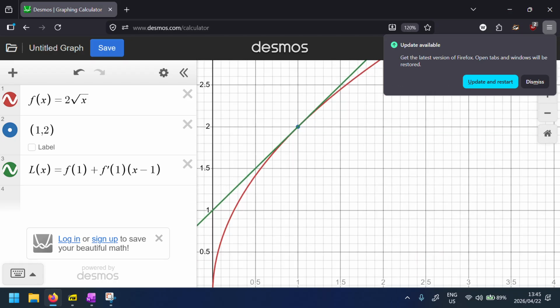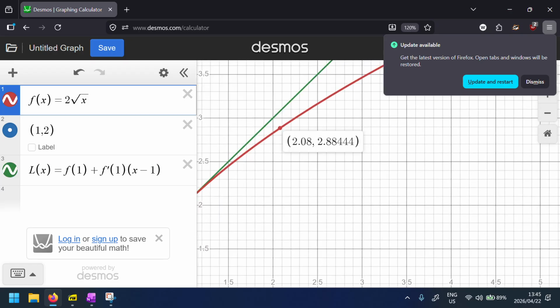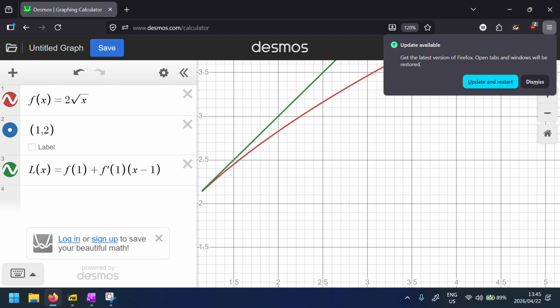Okay, now if we zoom in very close here, you can see that this green line is very, very close to this red line. That's what we mean by good approximation. It's very close there. Now, if we go too far out, the error between the two starts getting quite large. What we want is that error between the two lines to be less than 0.1.